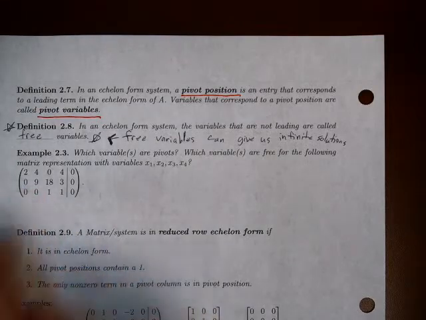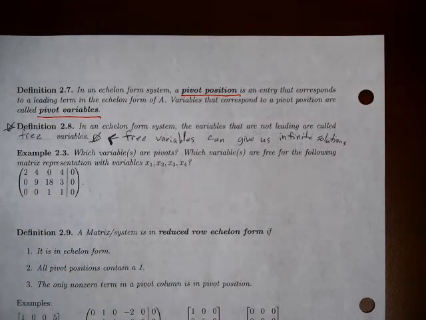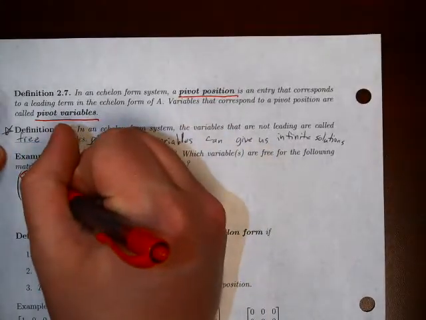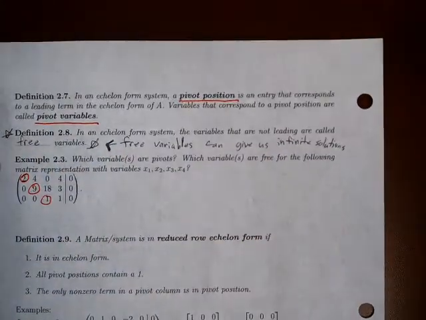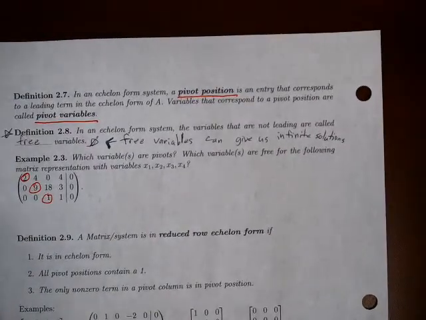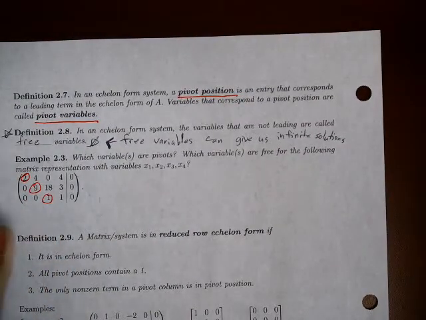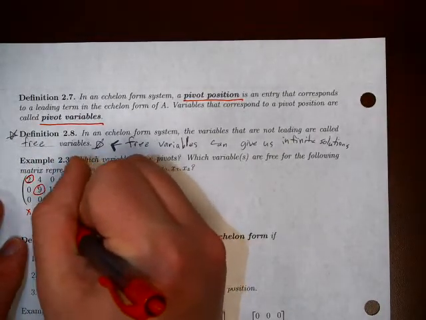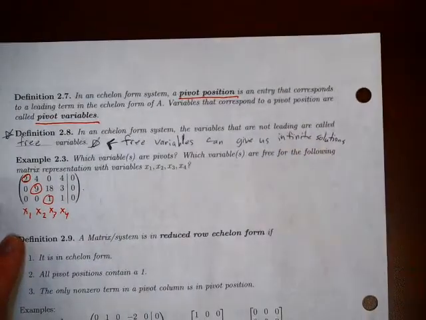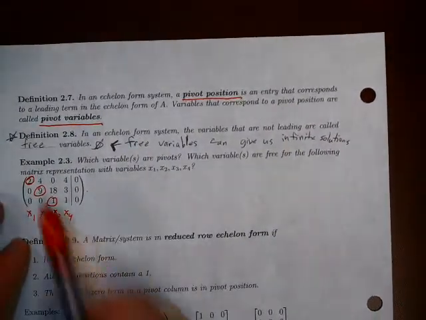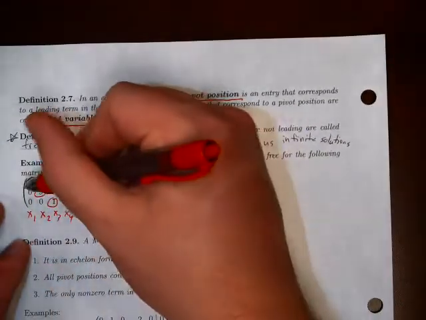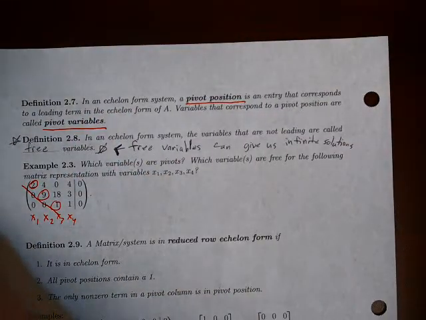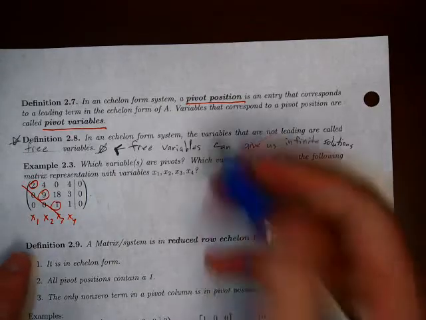So if we wanted to look at this example, and we wanted to know which variables were pivots, then what we have to do is first identify our leading terms and identify which variables these are associated with. So if we're saying that this is the columns for x1, x2, x3, and x4, first of all, we should make sure this is in echelon form. So if we look, we've got our leading terms, we've got this nice pattern here, so it's in echelon form. So now we can go ahead and identify which are our pivot variables and which is our free variable.